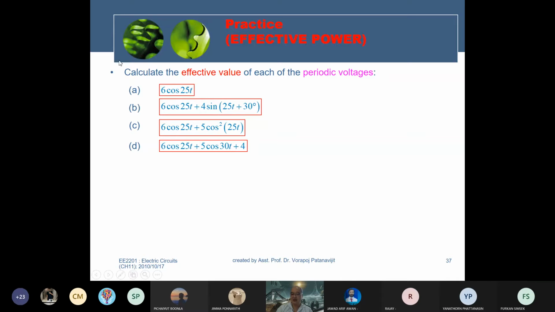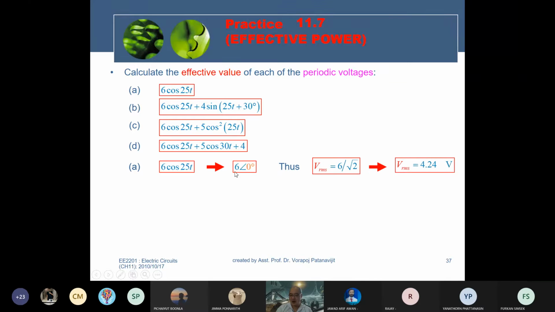Now, the first one, A. A is very easy, because the function may be the voltage or the current, we don't care. But the effective value is: you write them, convert them into the phasor form first, 60 degree. By this, the peak of them, the maximum magnitude, the amplitude of the phasor, divided by square root 2, or multiply by 0.7, approximately. In this case, it gives you 4.24 volt.